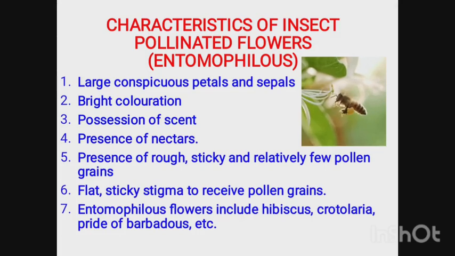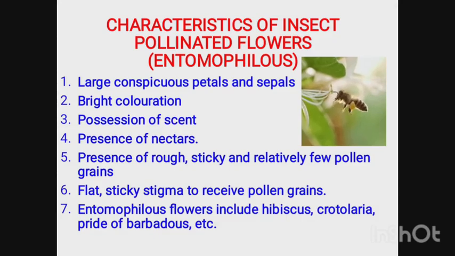Number two, they have bright coloration. The coloration of the petals is always bright. When you look at them, they're so beautifully bright. Usually the sunflower, the red rose, the hibiscus flower, they're always bright. The color of the flower is always bright just to attract insects.